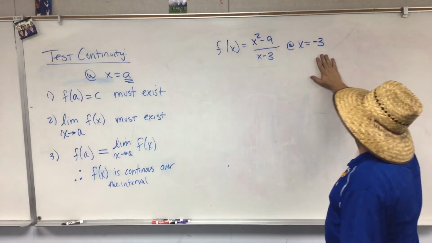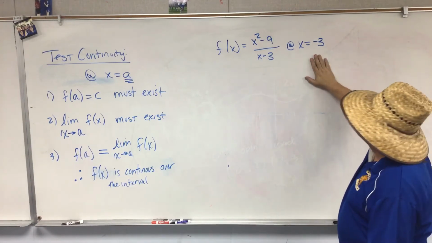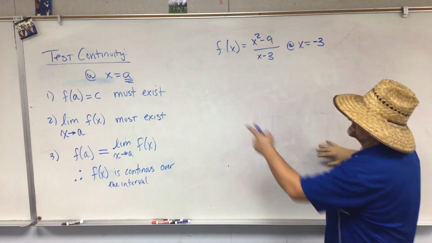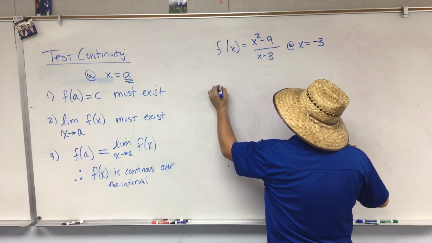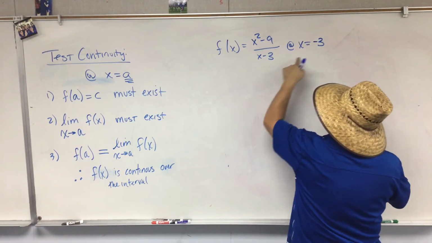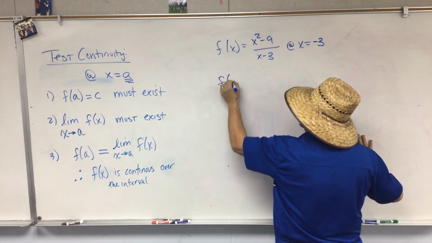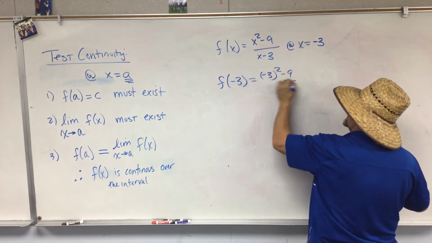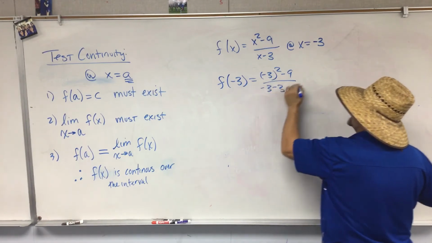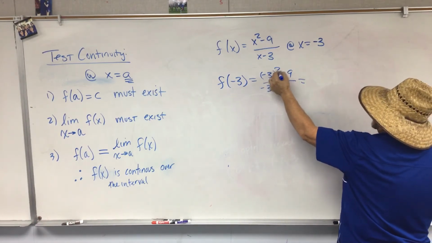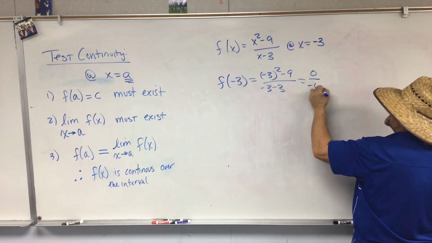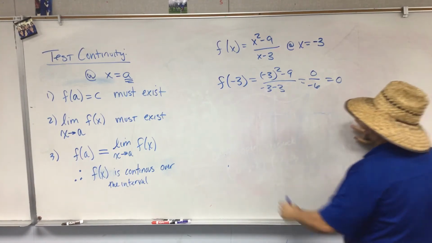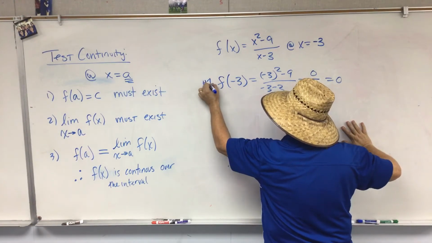So let's look at this one right here. We're asking, is it continuous at x equals -3? The first thing we do is plug in -3. So I get -3 squared minus 9 over -3 minus 3. We end up with 9 minus 9, which is 0, over -6, which equals 0. So f of -3 equals 0. That's step 1.